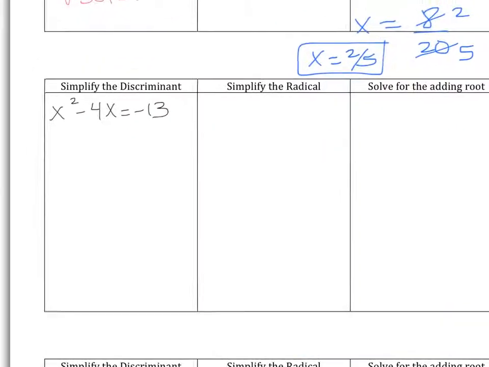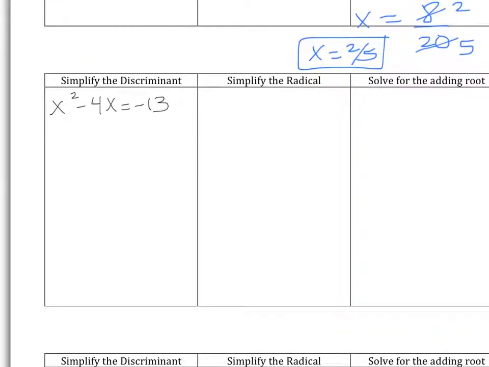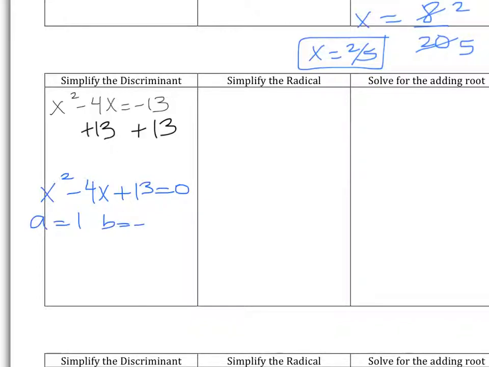So let's move on to our second example. Now remember, your first step is always to change it to standard form. So add 13 to both sides. So what you're going to get is x squared minus 4x plus 13 is equal to 0. Then decide what your a is, what your b is, and what your c is, to be able to plug it into your discriminant and find that.